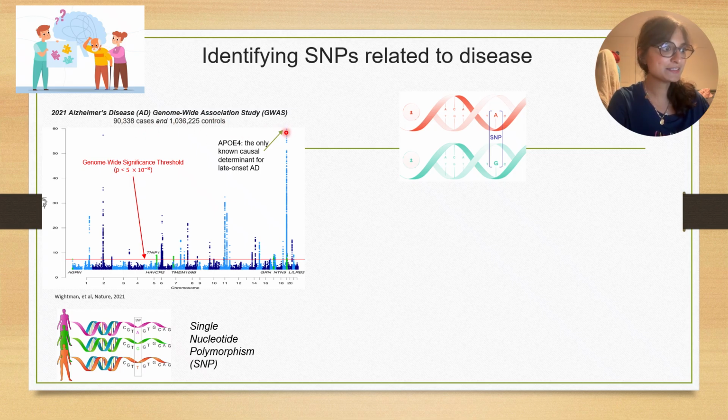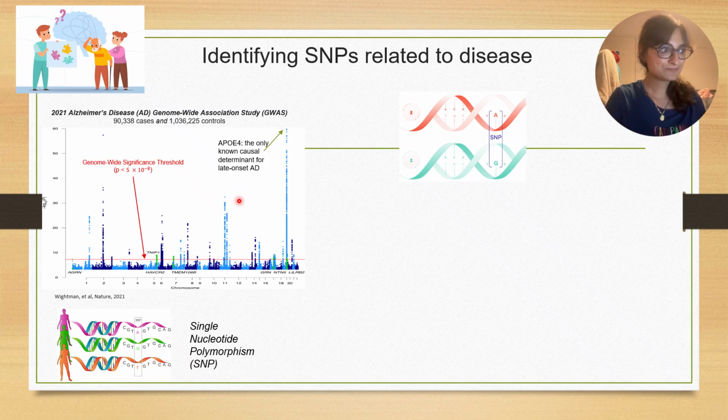And as of now, this peak here corresponds to ApoE4, the E4 version of the apolipoprotein, which has E2, E3, and E4 alleles. And the E4 allele here is the only known causal determinant for late onset AD, the largest known risk factor for late onset Alzheimer's disease. A lot is unknown, and researchers are still trying to figure out what the risk factors, SNPs, and variants are for Alzheimer's disease.